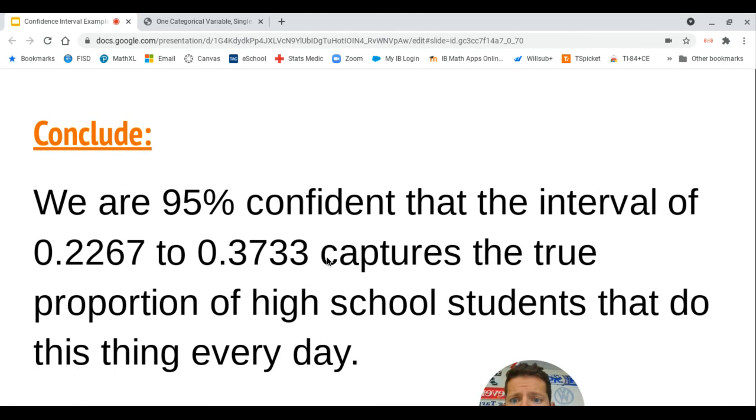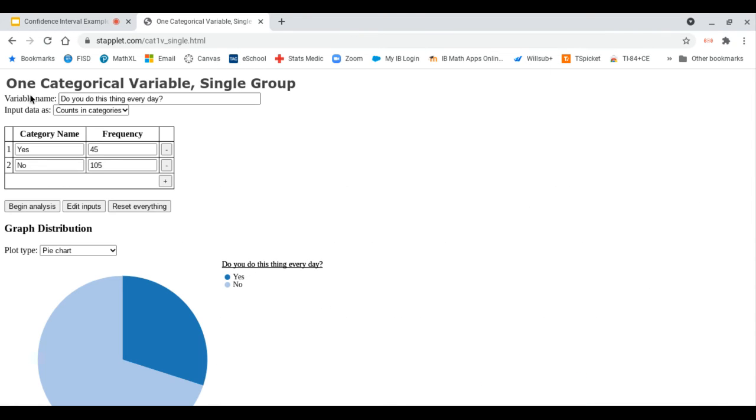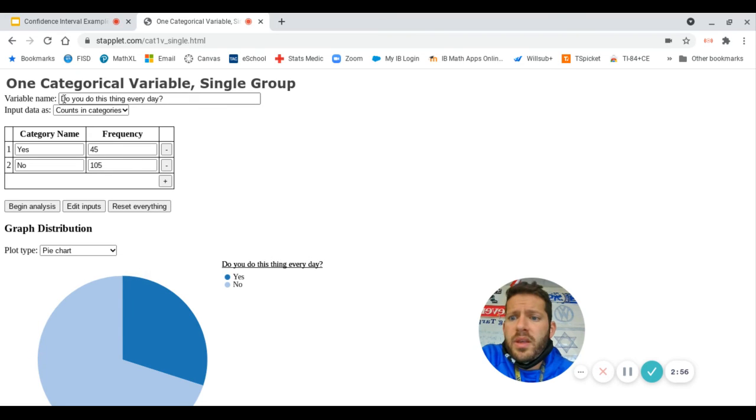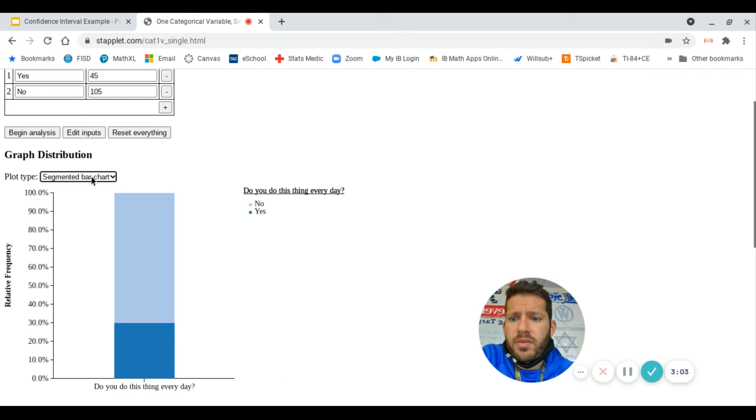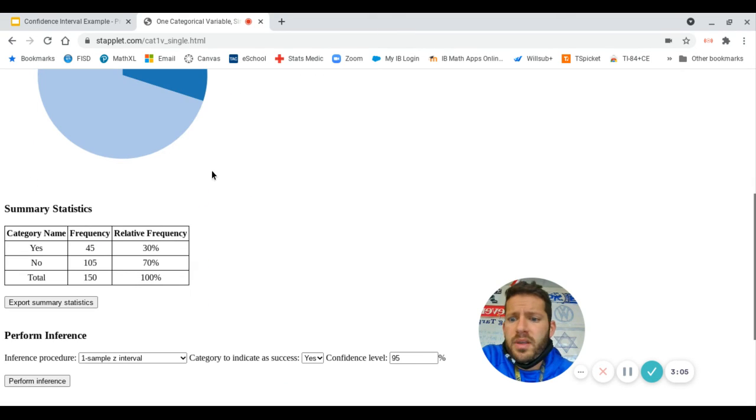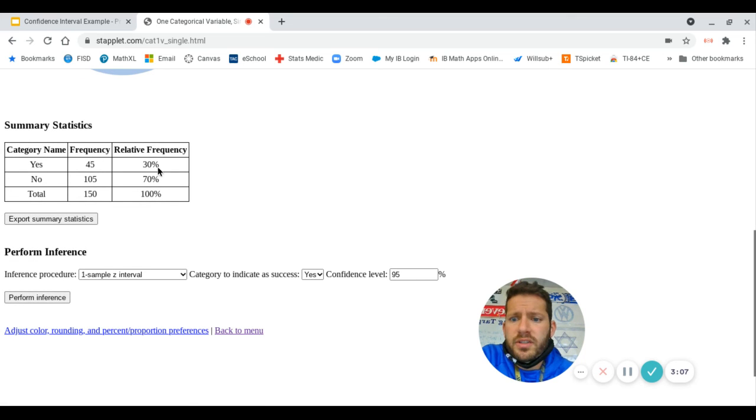So I wanted to check that on Statlet. So I went to statlet.com. This is where I got my graph from. Variable name, put in my category names and my frequency. I have a pie chart. I could switch that to a bar chart or a segmented bar chart. I thought the pie chart looked the best. And I scrolled all the way down. This is where I got my summary statistics.